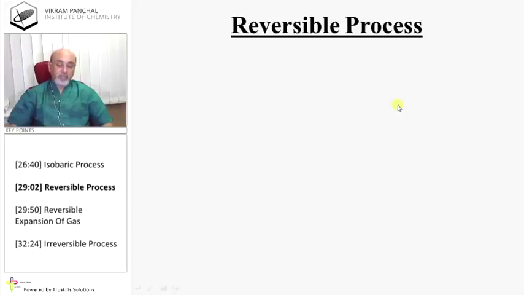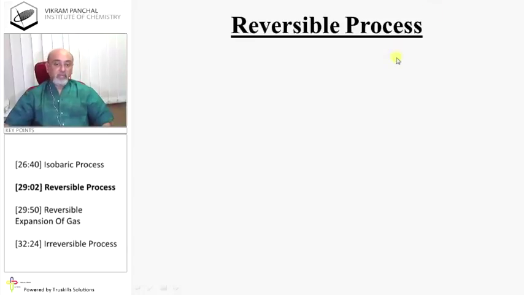Reversible process. Well, you know reversible reaction. Reversible reaction means the reaction occurs in both directions, forward as well as reverse. That is called a reversible reaction. But a reversible process is slightly different from a reversible reaction.